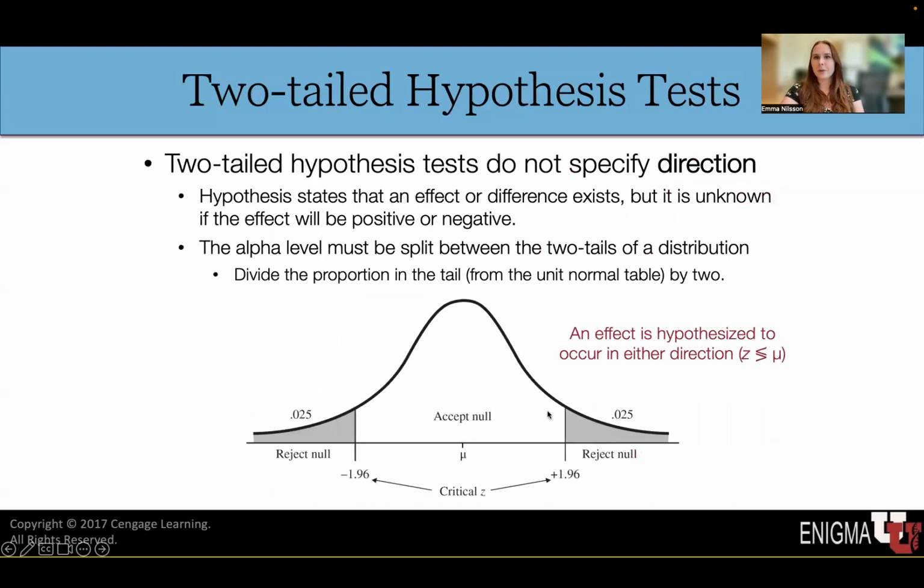Like we said here, this is what a two-tailed hypothesis test is. The idea here is just that two-tailed hypothesis tests don't specify direction. The null hypothesis can be rejected if the sample mean lands in either of these directions. And a good point here is that, remember, your alpha level for a two-tailed test has to be split between the two tails. So instead of just putting all 5% on one side, we put 0.025 on this side and 0.025 on that side.